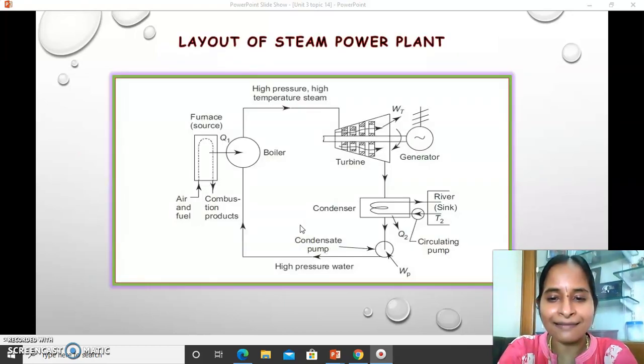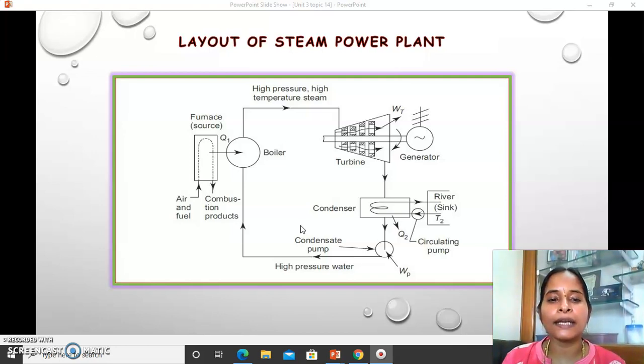So you have seen the full layout of the steam power plant in the last video. This is the simple version for steam power cycle analysis. What are all the important devices that produce the power, we are going to discuss now.